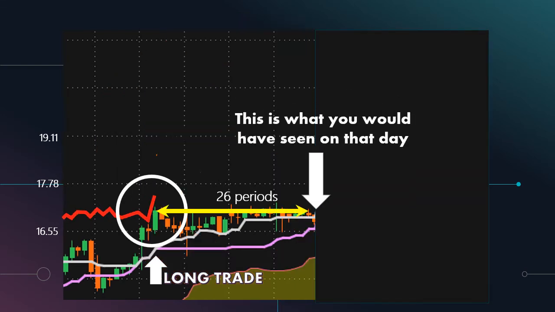This is a lot closer to what you would have seen at that particular time on that particular day. Remember that the end of the Chiku line is always equal to the current price, and it appears 26 periods behind where you are at this exact moment in time. By closing out your long trade 26 periods after this Chiku collision with the price, you would have ended up with 0 profits.